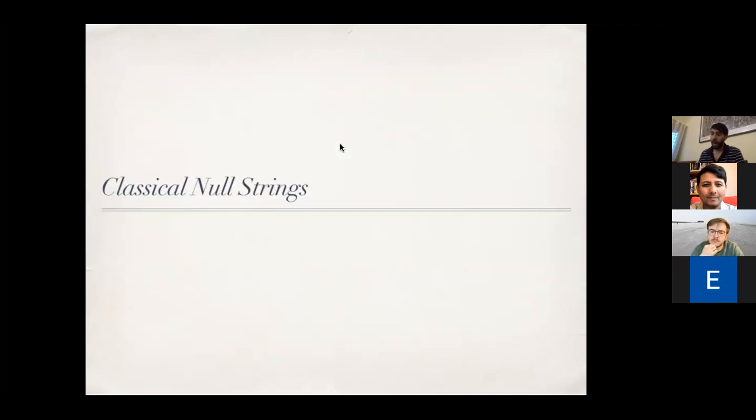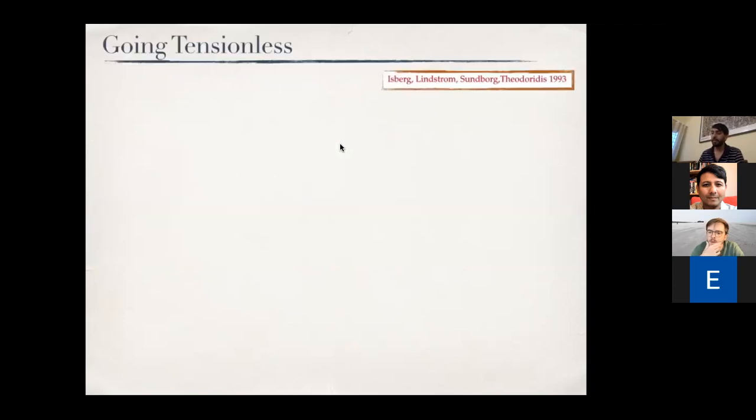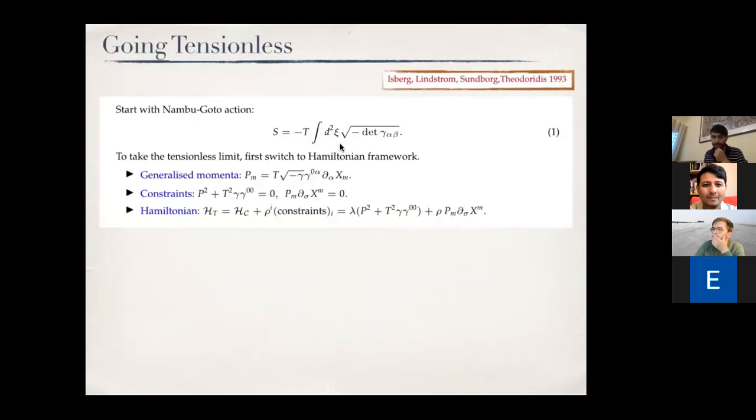Okay, so I will start off by reminding you of this old work by Isberg, Lindstrom, Sundborg, and Theodoridis in 1993, and we will build on this. This is going to be ILST. So if you start off with the Nambu-Goto action, then what we see is that there is a T out here which arises in front of the action, right? So if you want to take the T going to 0 limit, this might not be the best way to try and do it. So in order to do this, what we are going to do is to switch to the Hamiltonian framework.